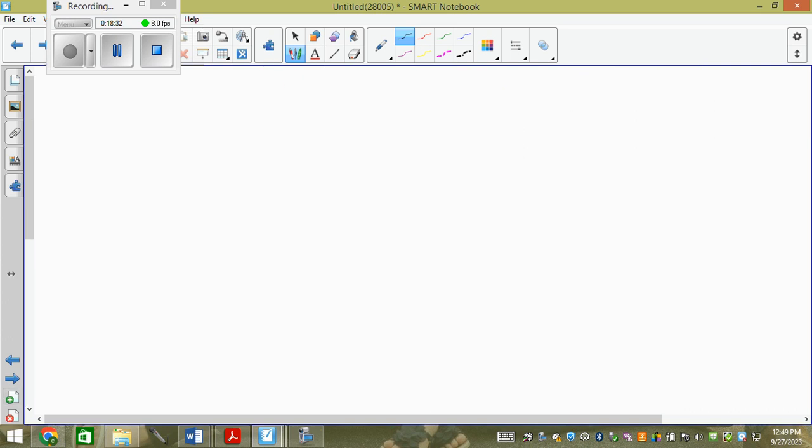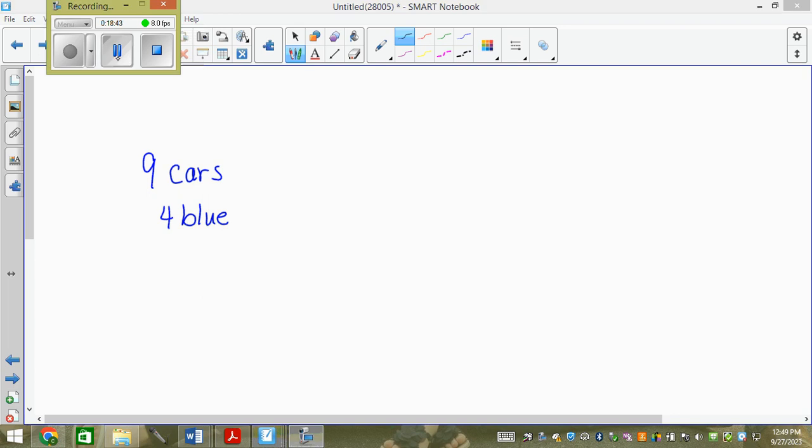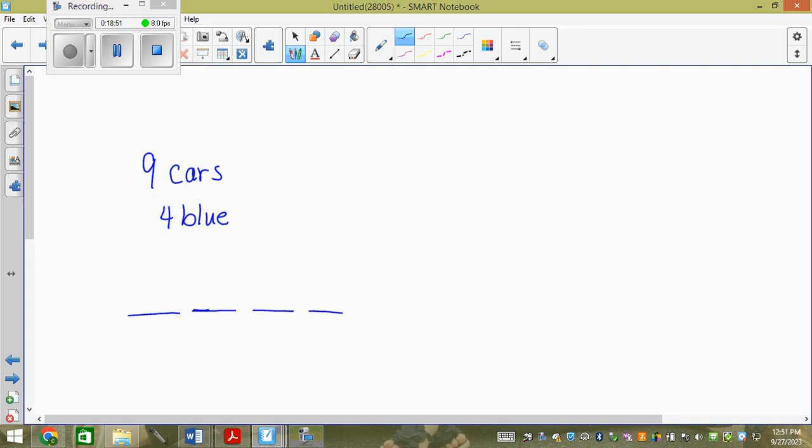Now I have 9 cars. 4 are blue. How many ways can the blue cars be together? Try this out. I want the blue cars together. 9 cars we're parking, so how many blanks do we have? 9: 1, 2, 3, 4, 5, 6, 7, 8, 9. How many am I parking together? 4. Boom. 4, 3, 2, 1.